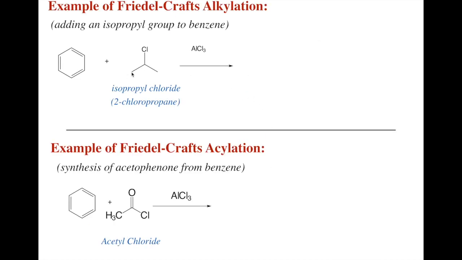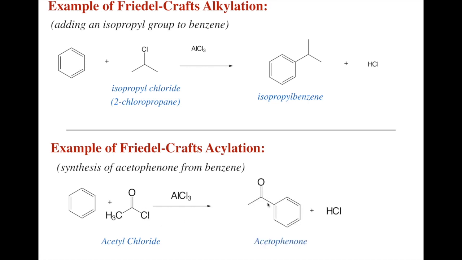So for example, we could take isopropyl chloride and attach it to the aromatic ring, and the attachment should be made where the chlorine is originally on the alkyl chloride. And so we end up with isopropyl benzene. Here we're using acetyl chloride as an example of Friedel-Crafts acylation. Where this chlorine is bonded to the carbonyl, we're going to replace that chlorine with the aromatic ring. So now we have a new carbon-carbon bond.